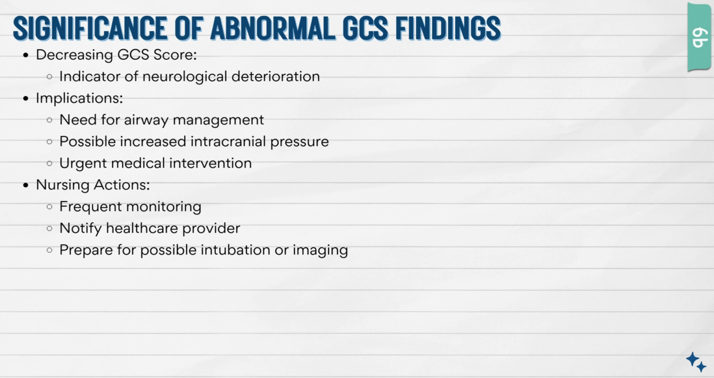Immediate implications include the need for airway management, perhaps even as aggressive as intubation to secure that airway, okay? It necessitates urgent medical interventions like administering medications to reduce the ICP or ordering a CAT scan to figure out what's going on. As nurses, you need to be performing the GCS assessments frequently, especially if the patient is at risk of neurological issues, okay? Any decrease should be promptly reported to the healthcare provider, and be prepared to assist with interventions, whether that's setting up for imaging or medications.